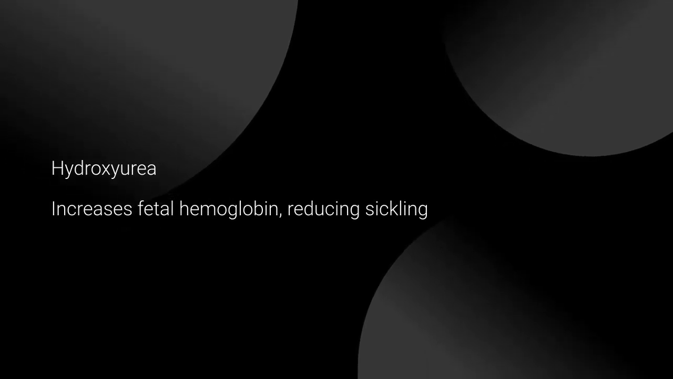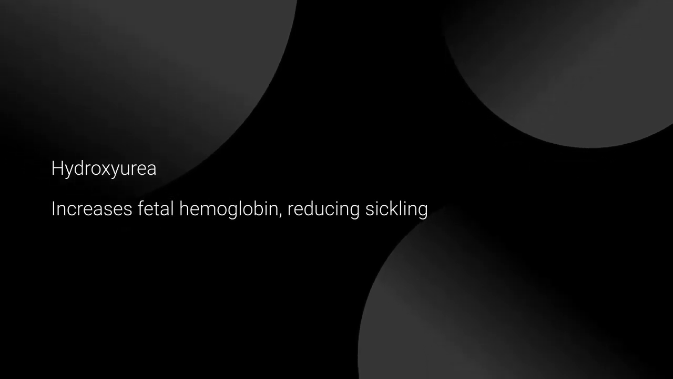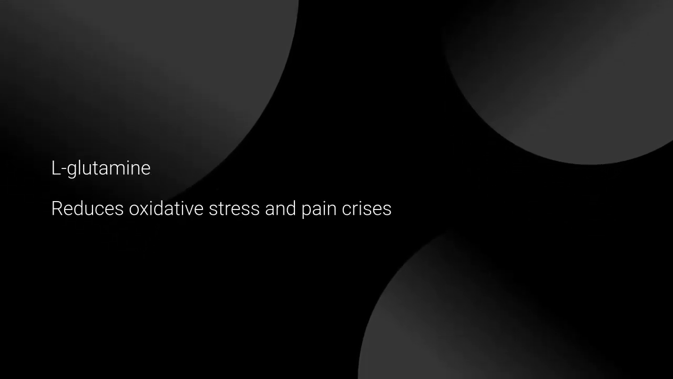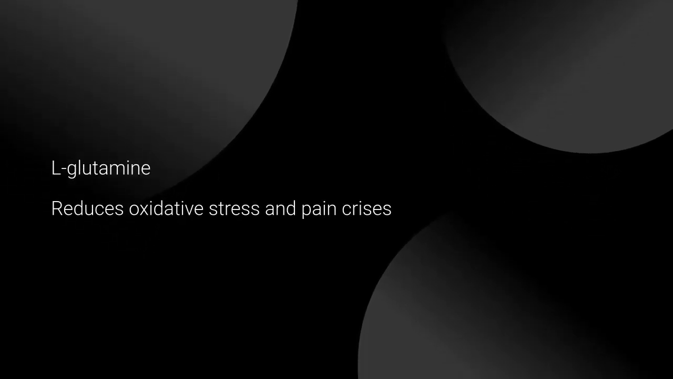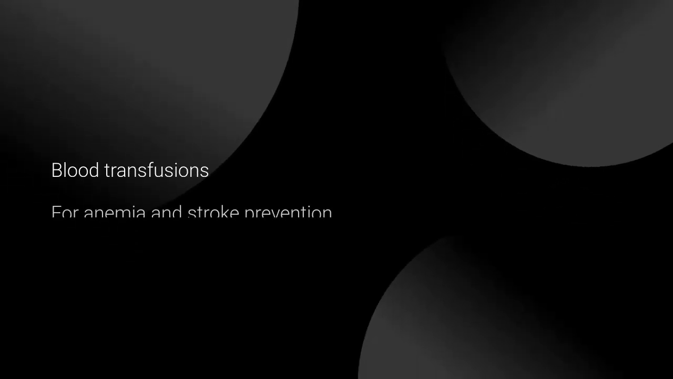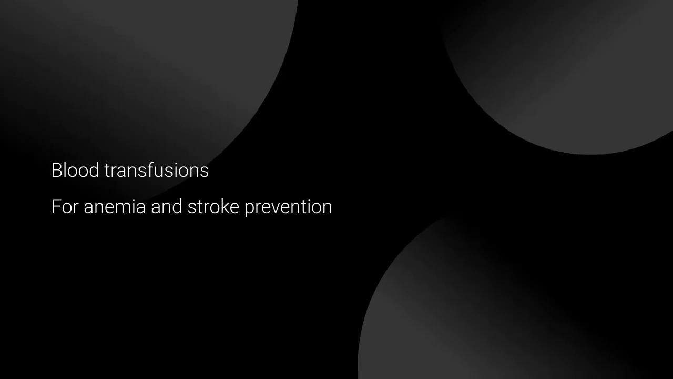Hydroxyurea, L-glutamine bottles. Hydroxyurea increases fetal hemoglobin, reducing sickling. L-glutamine reduces oxidative stress and pain crises. Pain control: NSAIDs and opioids during crises. Blood transfusions for anemia and stroke prevention.